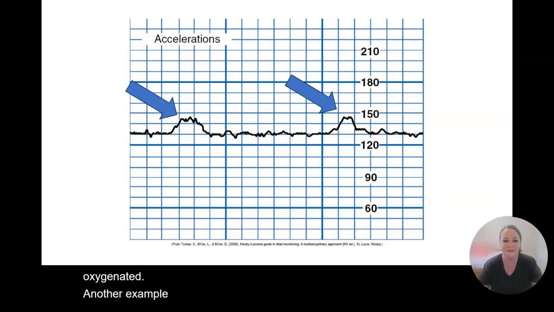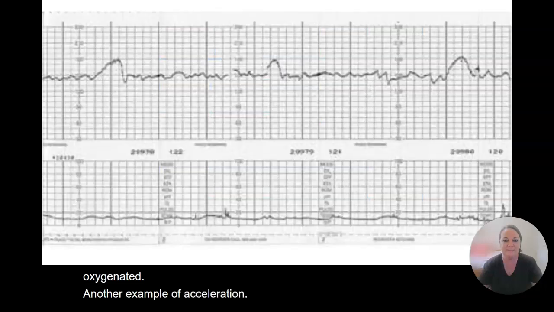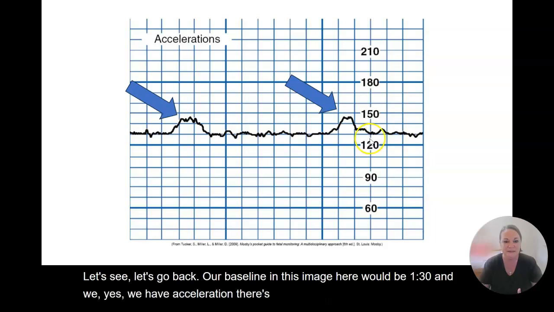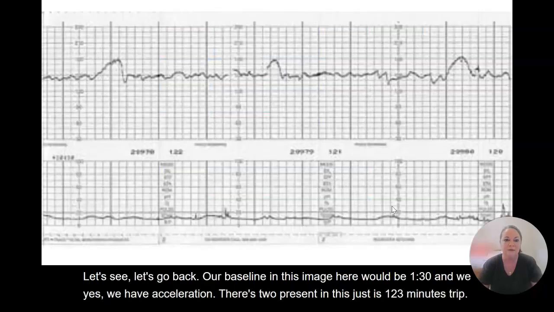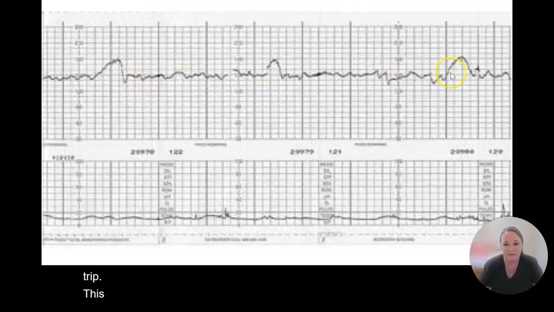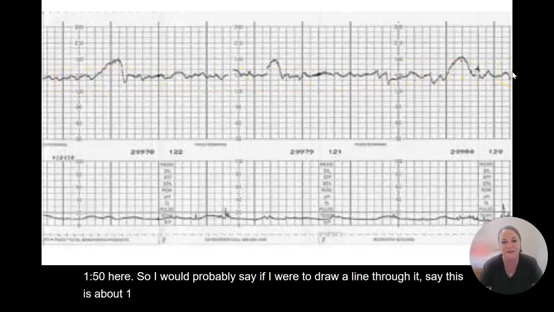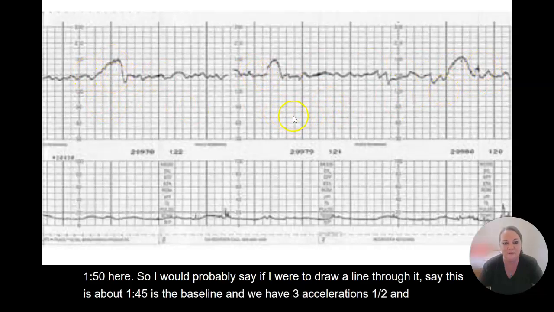Another example of accelerations. And some more. Okay, let's go back. Our baseline in this image here would be 130. And we have accelerations. There's 2 present in this, just as a 1, 2, 3 minute strip. This one, if we're looking at our baseline, let's see here, we have 120 and 150 here. So I would probably say, if I were to draw a line through it, this is about 145 is the baseline. And we have 3 accelerations, 1, 2, and 3 present in the strip.